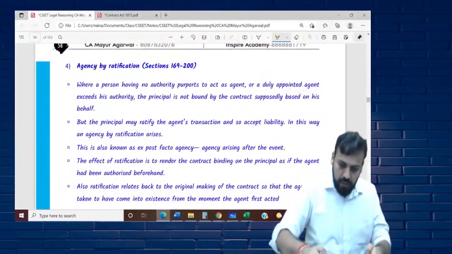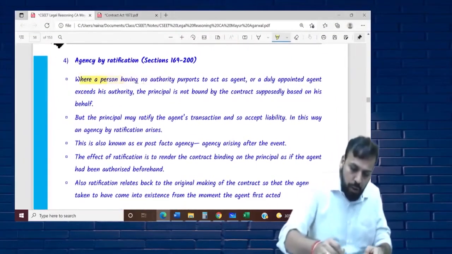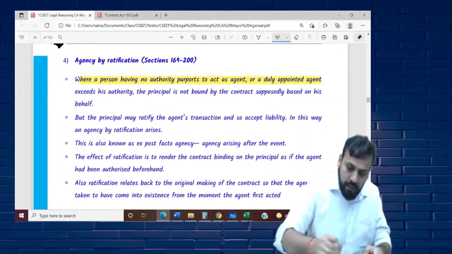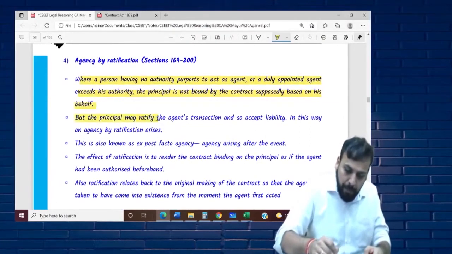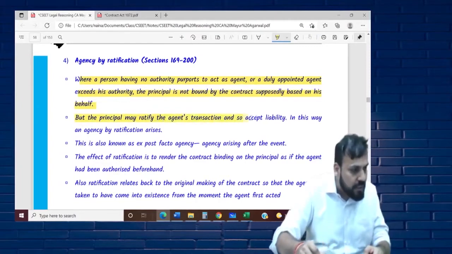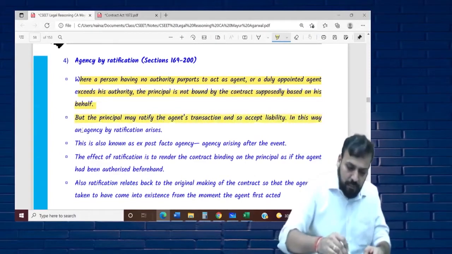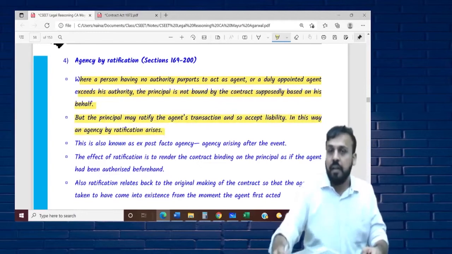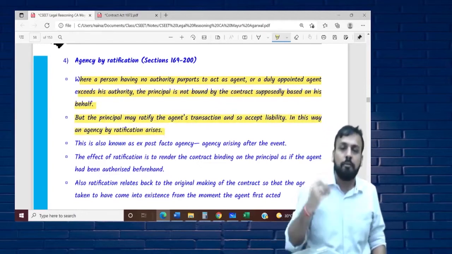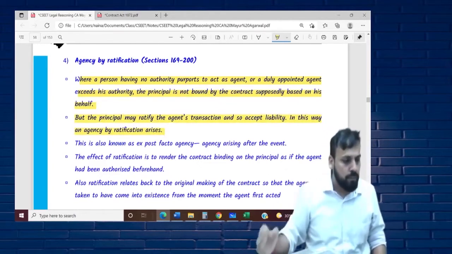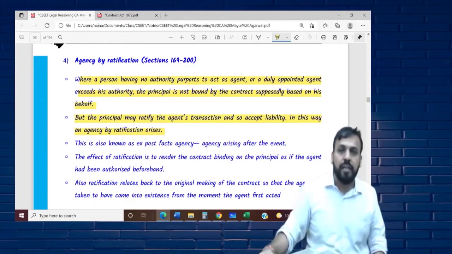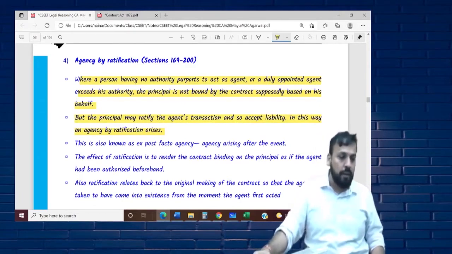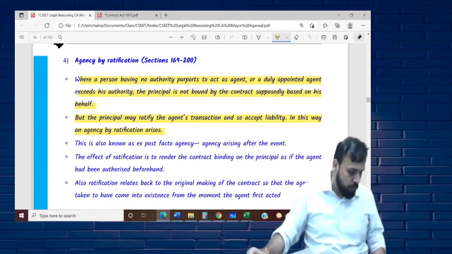See, when the person has no authority to act as agent, the principal is not bound by his act. But if the principal may approve it, ratify the agent's transaction, in this way agency by ratification comes into the picture. See, do I have the authority to sell my father's property? Yes or no? Do I have the authority to sell my father's property without asking him?